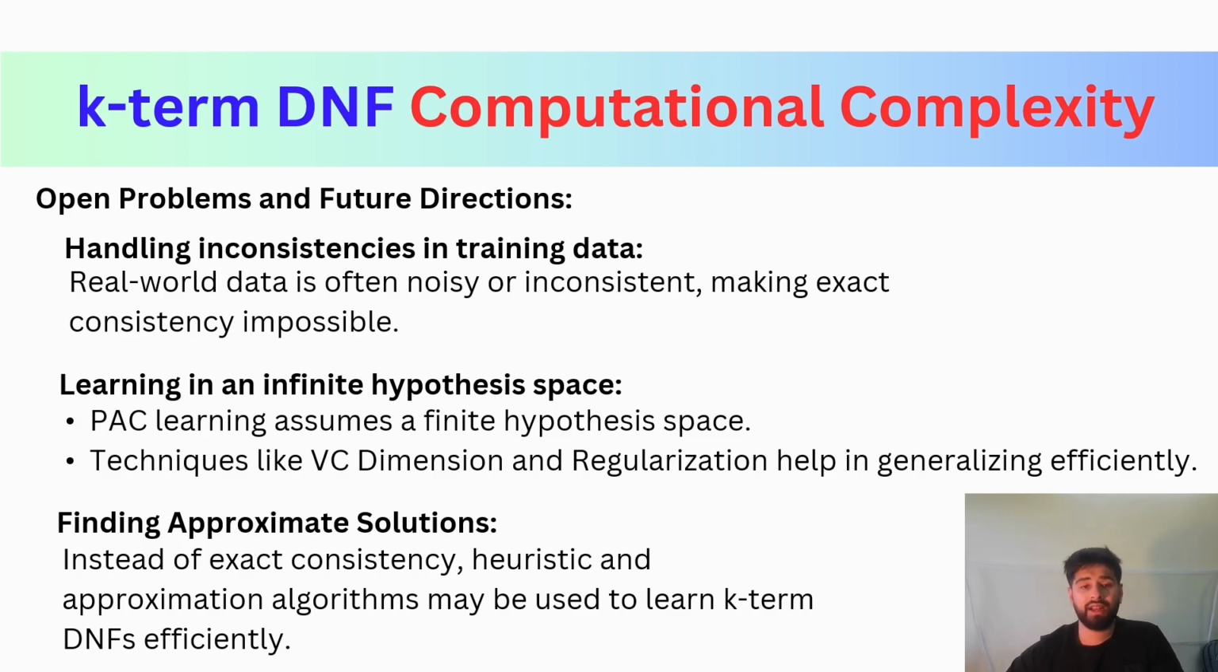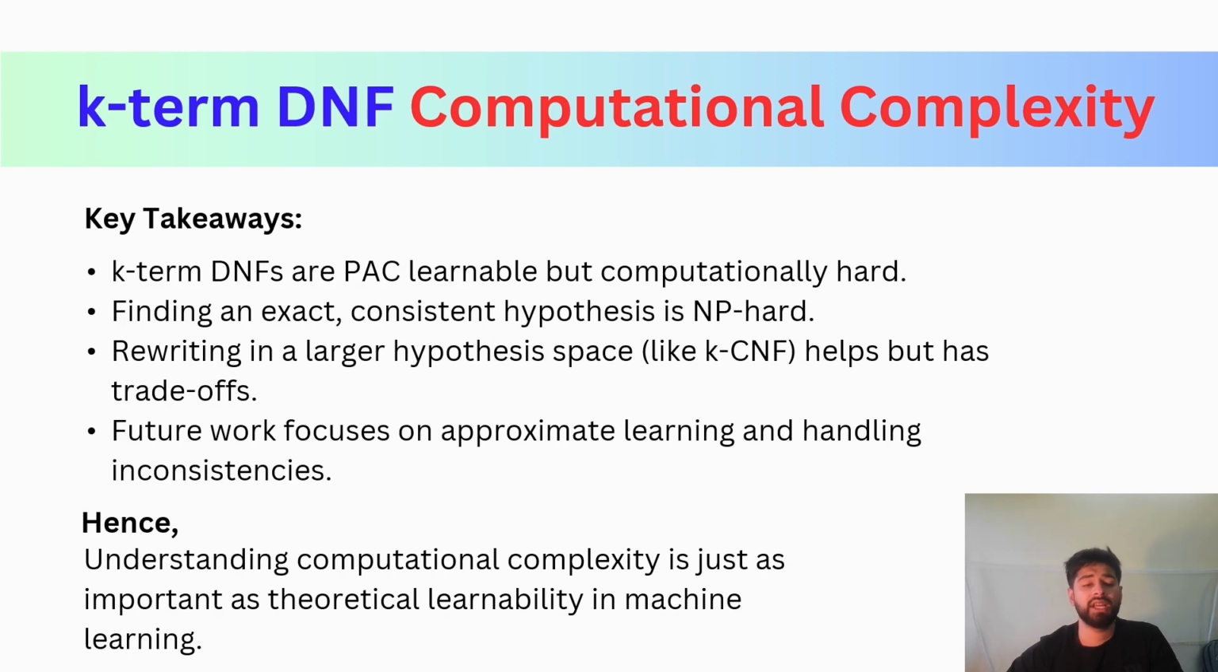The second challenge is learning in an infinite hypothesis space. PAC learning assumes a finite hypothesis space, but in practice, we often work with infinite spaces. VC dimension and regularization techniques help to manage this. The third challenge is finding approximate solutions. Since exact learning is NP hard, the research focuses on heuristic and approximation algorithms that efficiently find a near optimal K-term DNF.